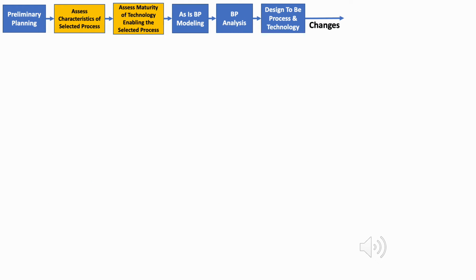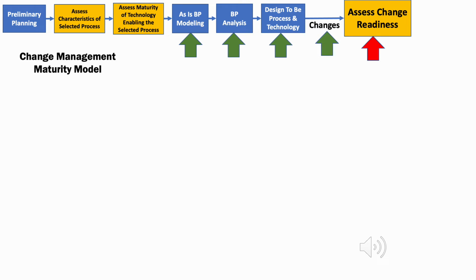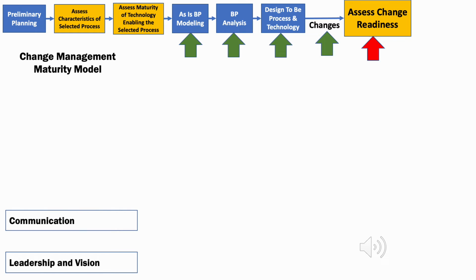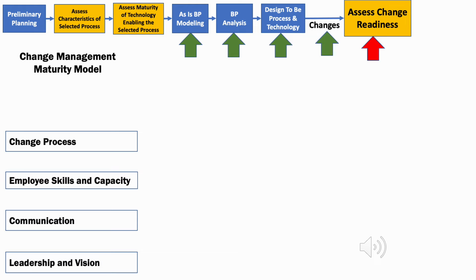By now, we have documented the current system, the desired system, and identified the scope of changes for transition from as-is to to-be. The changes will impact the workforce, so the next step is to assess the capabilities of the organization and workforce to implement these changes. The change management maturity model is used to assess the readiness for changes. It starts with the leadership and vision, communication, employee skills and capacity, the effectiveness of the current change management process, and the capability to execute change.